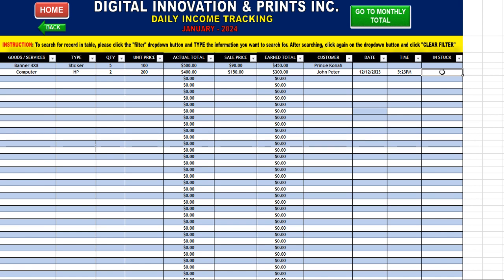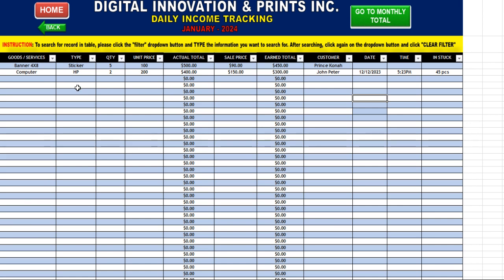So how many more computers are left in stock? We have about 45 pieces more. So that's how we do this for the daily income tracking.